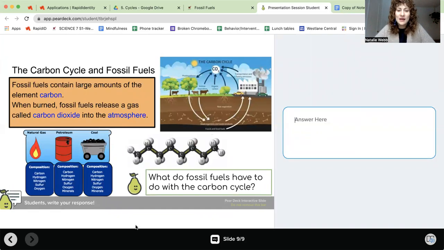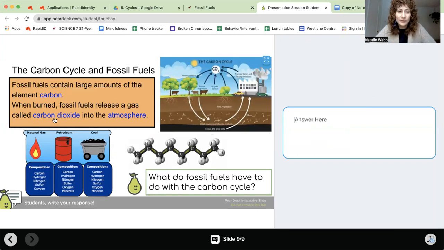All right, and the last slide here, this is the real key slide for what we're going to learn about next class. So we're getting ready to learn about the carbon cycle. So what do fossil fuels have to do with that? Well, fossil fuels contain large amounts of the element carbon. Right here is this molecule, and the kind of zigzag black line down the middle, those are all the carbons that really form like the spine of the molecule for coal, oil, and natural gas.